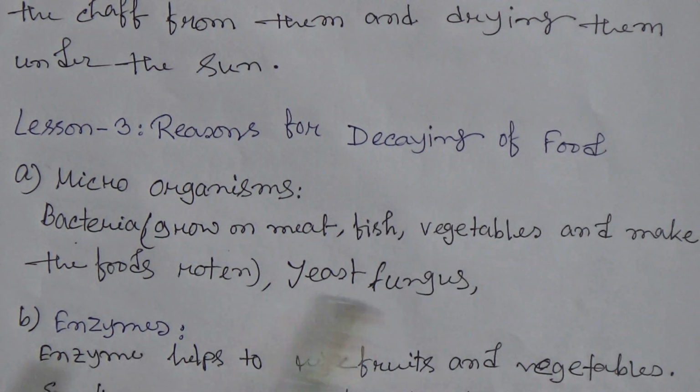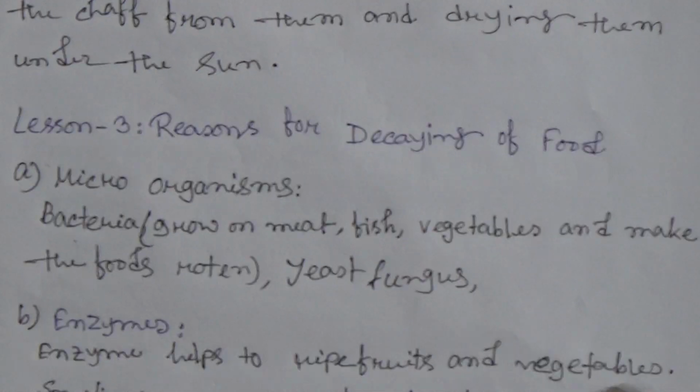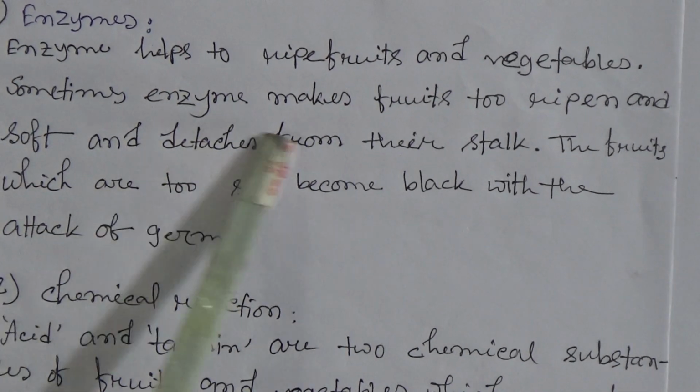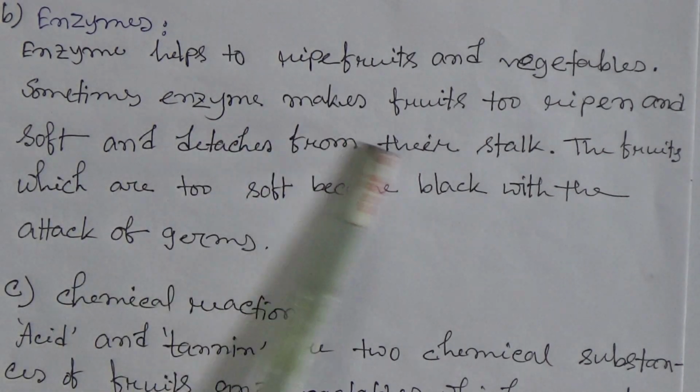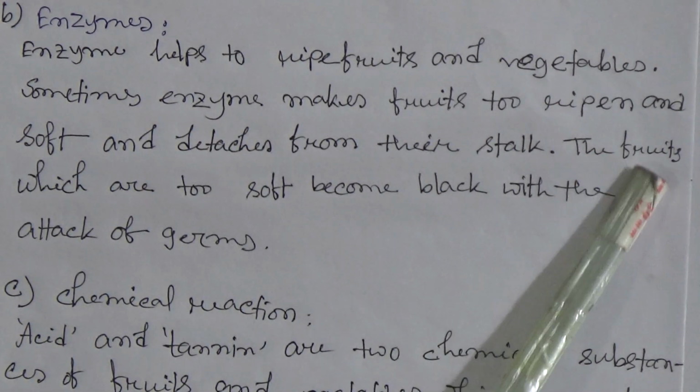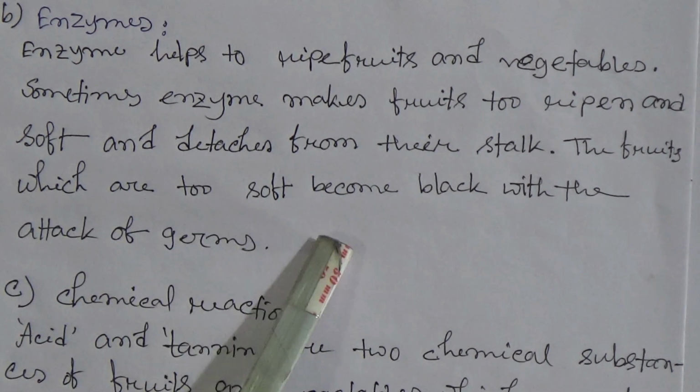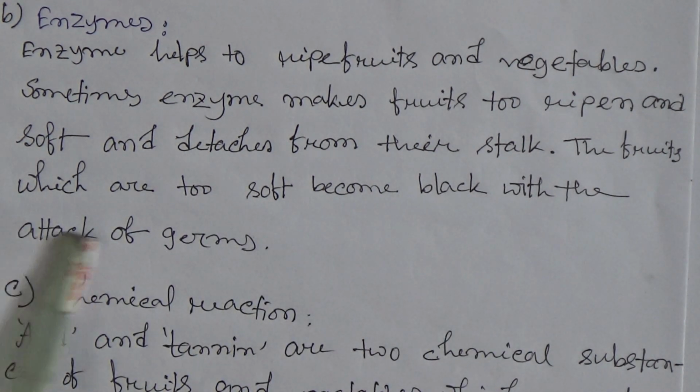Then number B is enzymes. Enzyme helps to ripen fruits and vegetables. Some enzyme makes fruits too ripe and soft and detaches from their stalk. The fruits which are too soft become black with the attack of germs.